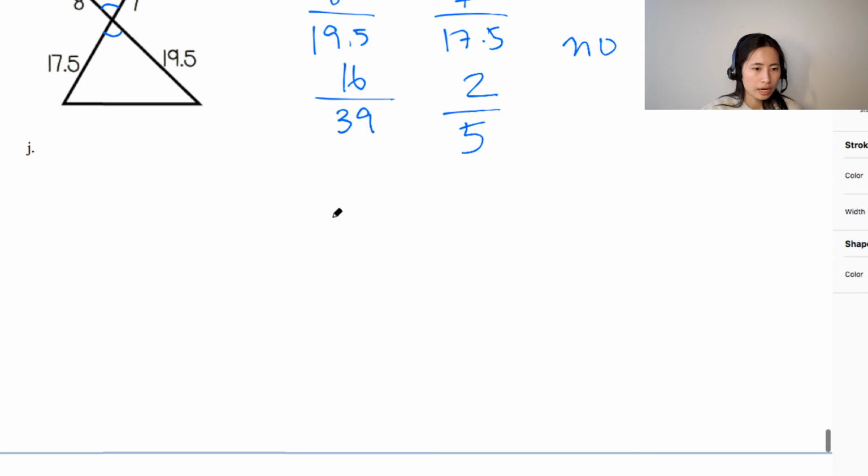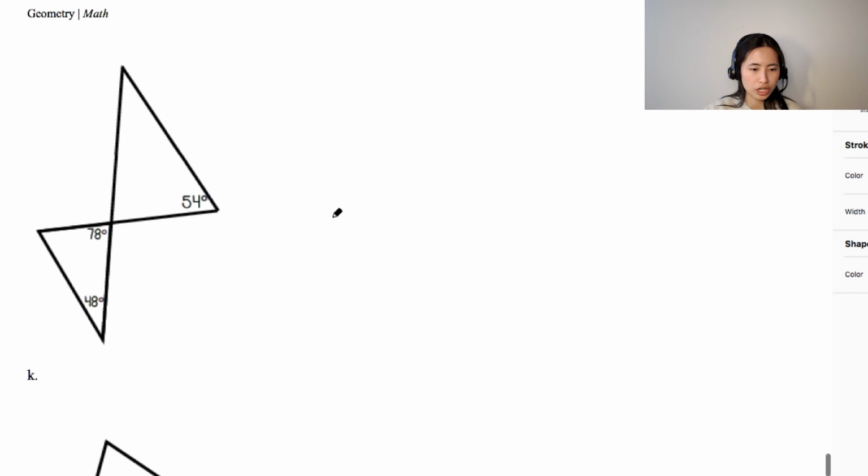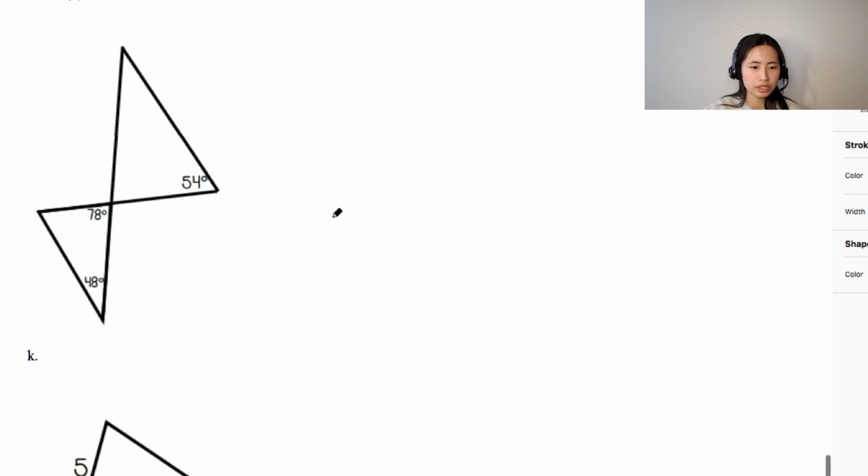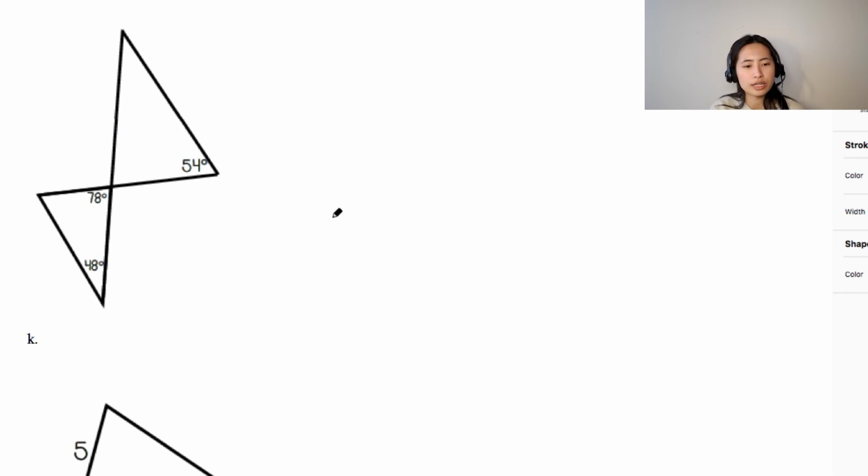Okay, so now we're getting into J. Apparently there's only two left. If you have this being 78, then you know that this is 78 because these two angles are vertical. So maybe we can go ahead and look for this and this.